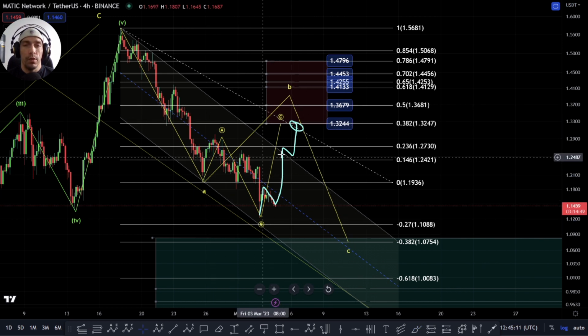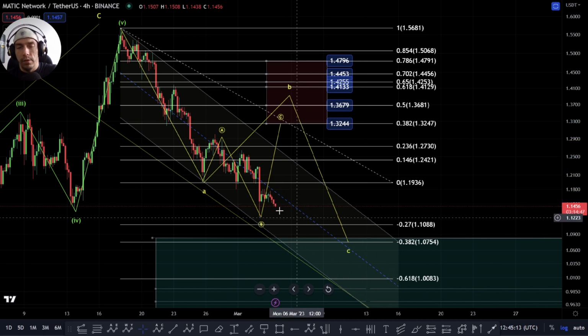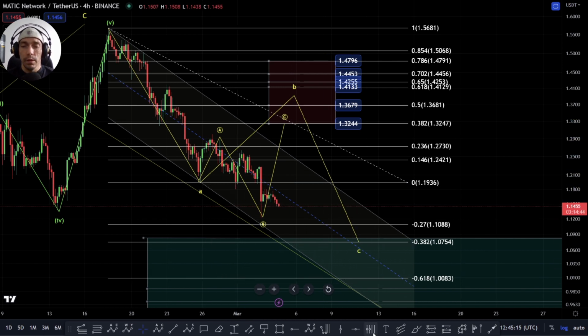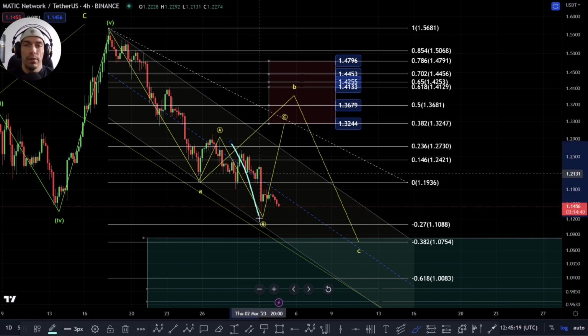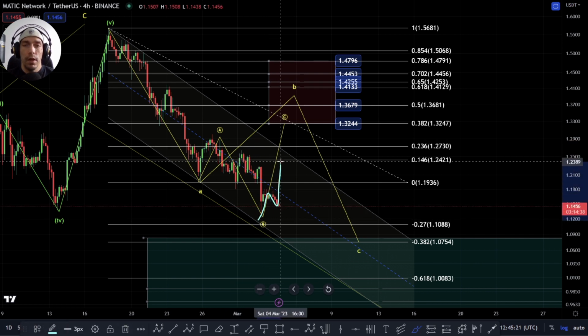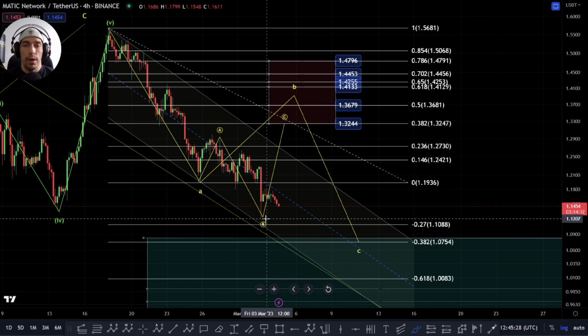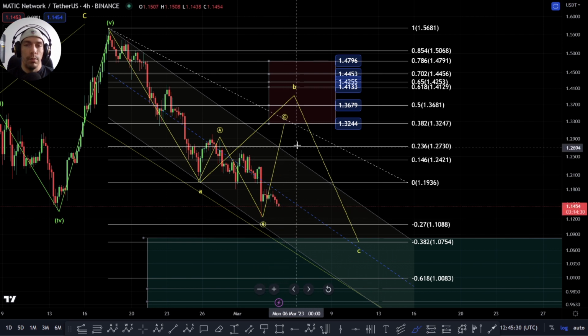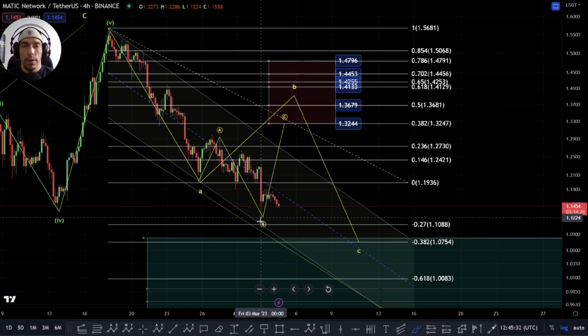Looking at this potential. So the only thing I don't really like about this current structure is the fact that this B wave would have been so deep, but sometimes these things can happen, especially if we are going to get a running flat where we actually just come back and retest some of these high points. Like I said, this 236 might be an interesting one if we look at this as a 1, 2, 3, 4, and a 5.